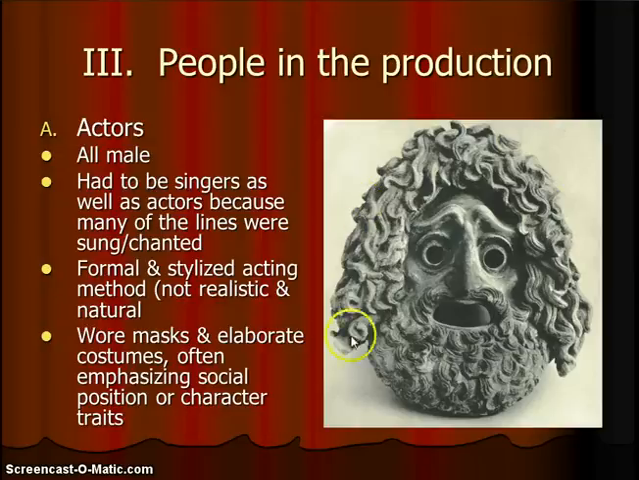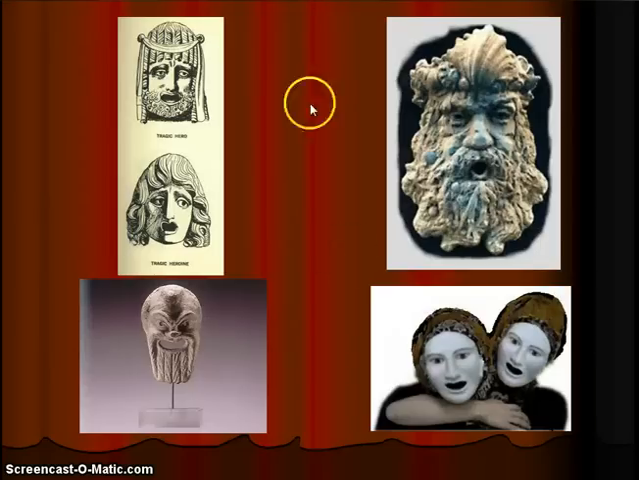So here's one example of a mask that would have been worn. You can see it's kind of a clay mask, so that would have been quite heavy to wear as well. You'll notice that the opening for the eyes and for the mouth is rather large, so that the person will be able to see, and we'll see how the mouth is also going to help the actor. Here are other examples of masks.